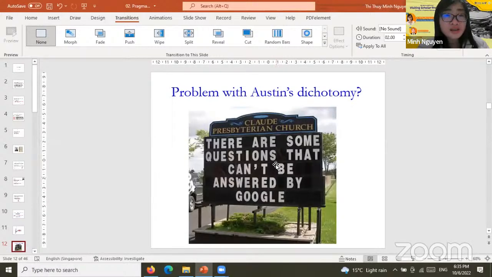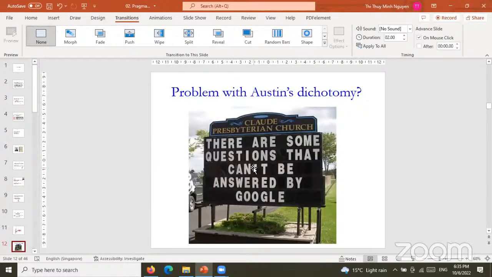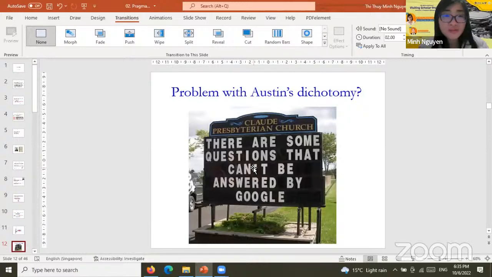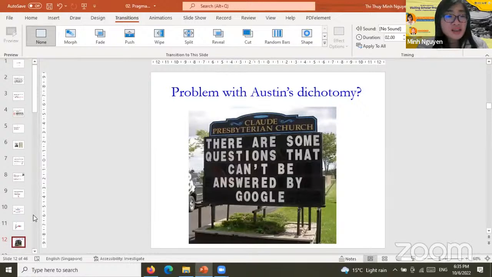Basically, pragmatically speaking, this sentence can do things too. It can also be classified as a performative in Austin's sense, but it doesn't have a performative verb. There's no verb like I invite you to come to the church. No performative verb here, but we can still infer the intended meaning that this is an invitation. So that's the problem.